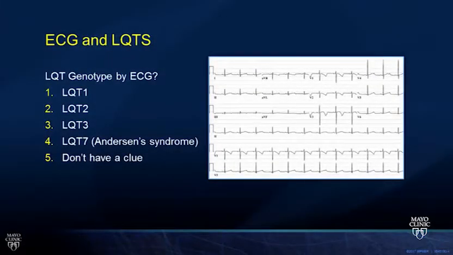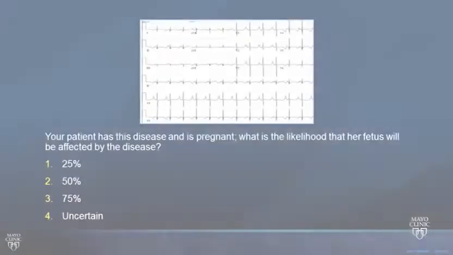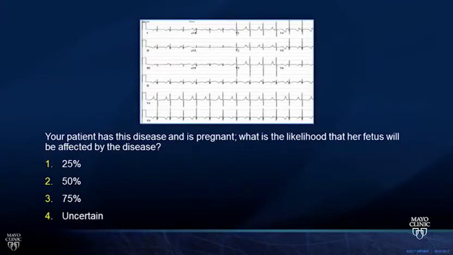Looking at this ECG, which long QT subtype is this? Is it type 1, type 2, type 3, type 7, or you don't have a clue? In this one, your patient has this disease and is pregnant. What is the likelihood that her fetus will be affected by the disease? 25, 50, 75, don't know.